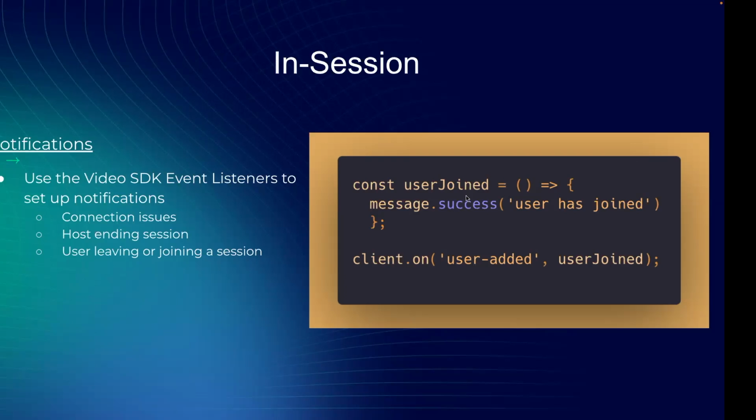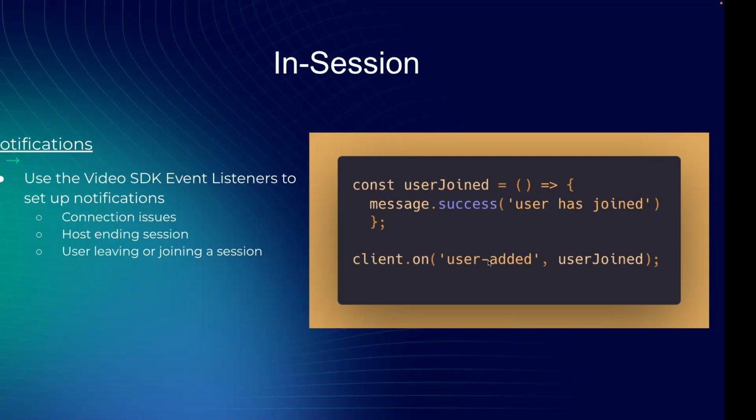So we're going to see here we have a function called user joined. What this function is going to do, it's pretty simple. It's going to send a message, and the message is going to say a user has joined. This message is just coming from a UI library that was used and designed. So message is going to send an alert at the top of the screen, and it says user has joined. This function is going to be triggered on the event user added.